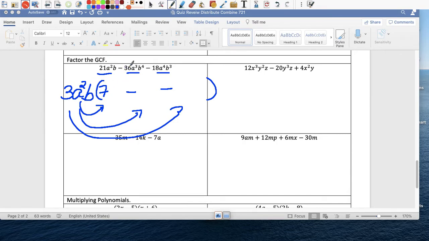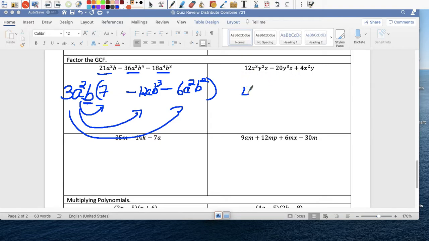So next one, 3 times what's 36 is 12. We need an a cubed. We already have a squared, so I'm going to add an a. We need a b to the 4th, and we have a b here, so I'm going to add a b to the 3rd power. 18 divided by 3 is 6, and we need an a to the fourth. But we have an a squared, so we need another a to the 2nd power. So that's going to give us the a to the fourth. B cubed, we have a b, so we need to multiply by b squared. So that's our final answer.